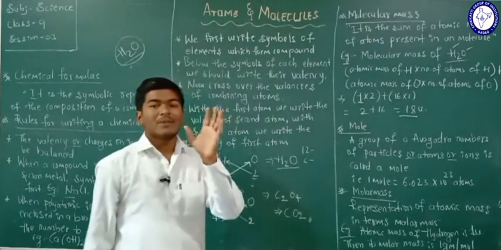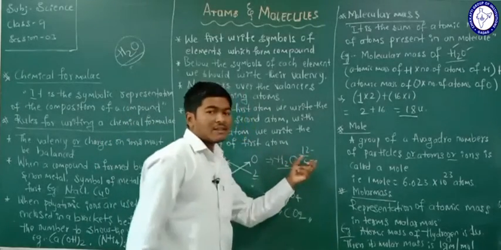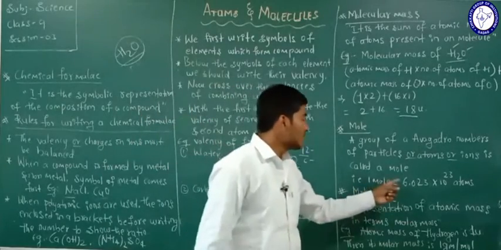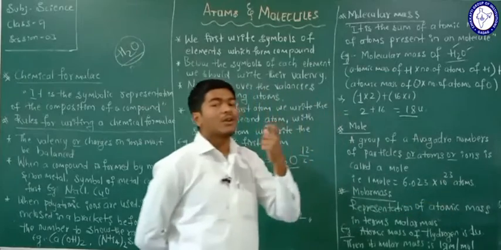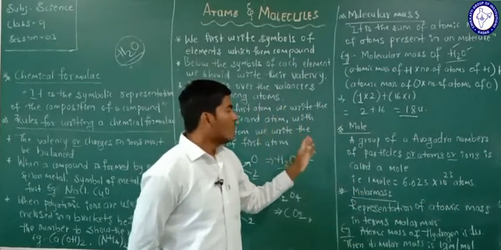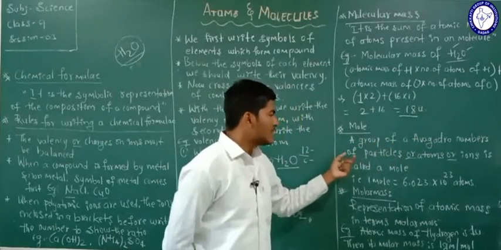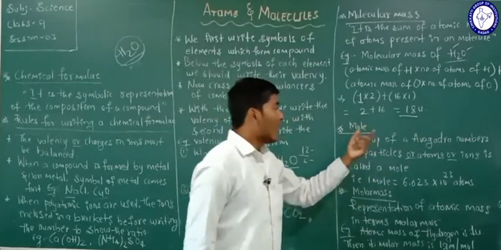How do we call it a dozen? If a group of bananas contains 12 bananas, then we call it 1 dozen. Like that, if a group of atoms contains 6.023 into 10 raised to 23 atoms, then we call it 1 mole. So that is what a mole is here. A mole is nothing but a group of Avogadro number of particles or atoms or ions.